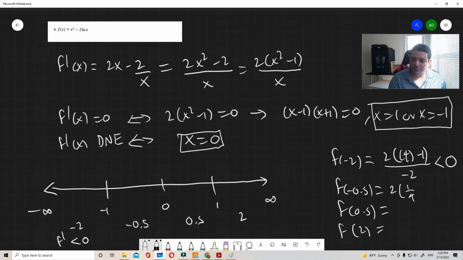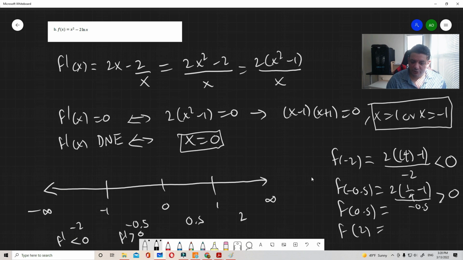Now, if I do minus 0.5, I'm going to get 2, and this is minus 1/2, so minus 1/2 squared is 1 over 4 minus 1. This is clearly negative, and over another negative, this is going to be positive. So over here, f prime is positive.